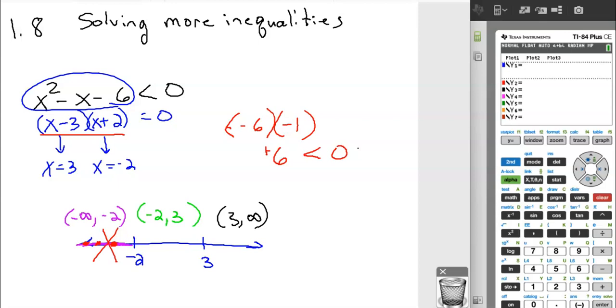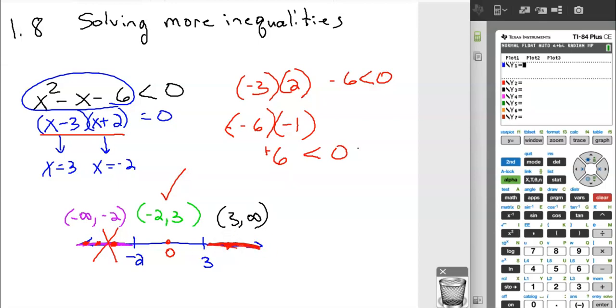We're going to test each of those sections to see which one will work. And it could be more than one interval, by the way, so we're going to check them all to make sure. Let's try a number in here. I'm going to choose 0. If I put 0 in for x, I get negative 3 and 2. When I multiply together, that's negative 6. And negative 6 is less than 0. So this section works.